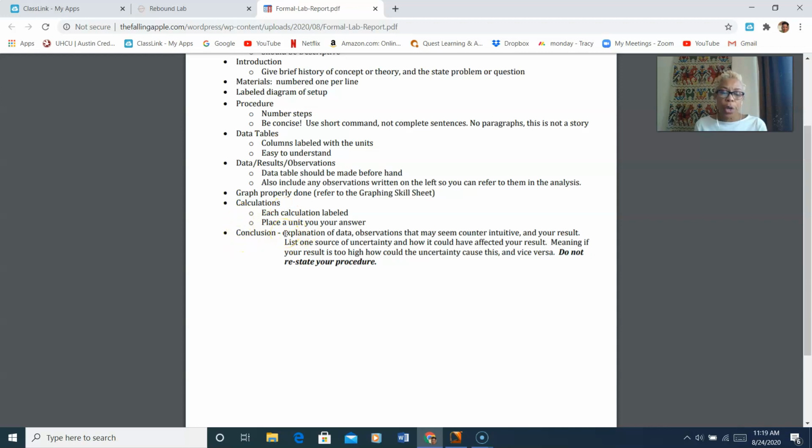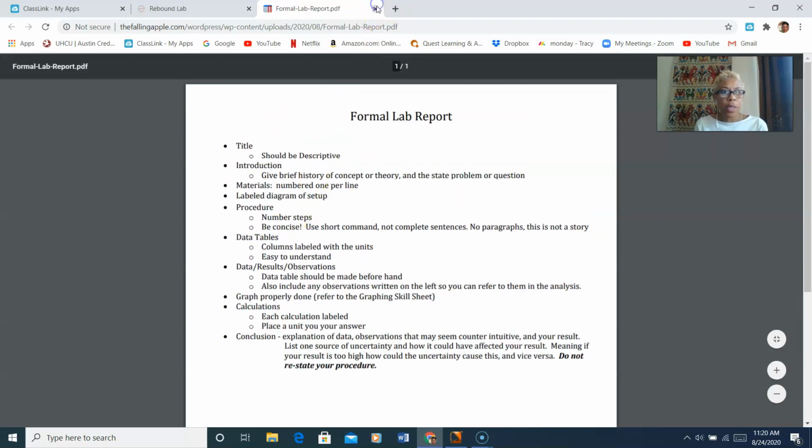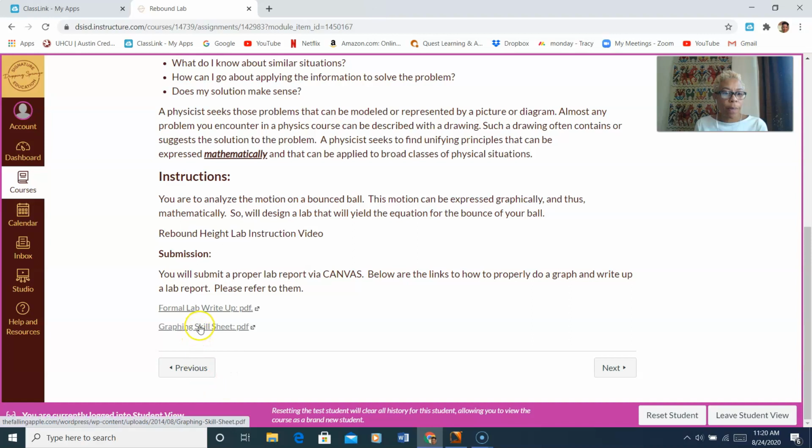And then in your conclusion, I want you to read through the conclusion, and I'm going to see how you interpret that, and we'll talk about all this as a class when you return. So that's a formal lab report. Let's take a look at proper graphing skills.